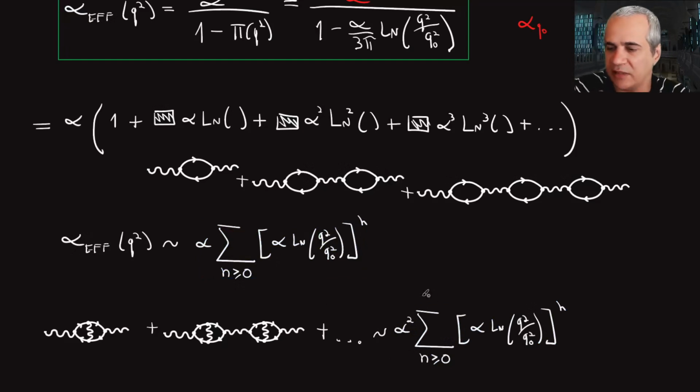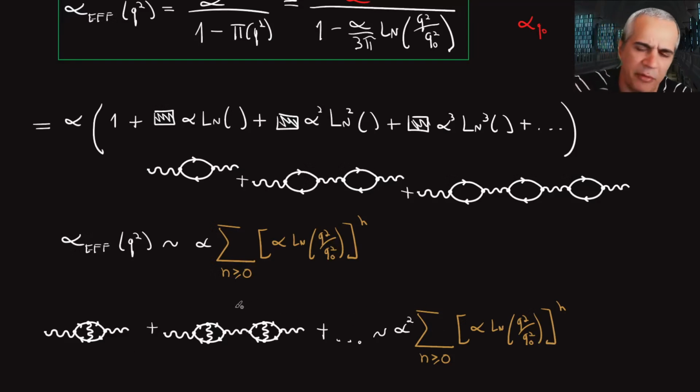Because in this case, I have this common factor to both sums, right? This and this. But this is suppressed by an extra power of alpha. So in that sense, I could make this leading logarithmic approximation, right? The thing is, I didn't show this.